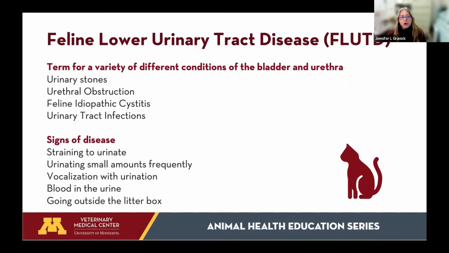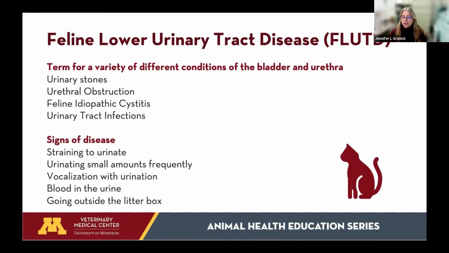So the term feline lower urinary tract disease, or FLUTD, as we like to call it, is really an umbrella term that encompasses a number of different conditions. The reason why they're grouped together is because they often present in the same way. The signs that we see in our kitty patients are very similar because the part of the body that's affected is the same, and that's the bladder and the urethra. The urethra is the tube that exits the bladder and brings urine to the outside of the body. And so urinary stones, urethral obstructions, something that we call feline idiopathic cystitis, and we'll talk about that, as well as urinary tract infections, are all things that can affect what we call the lower urinary tract of the cat.